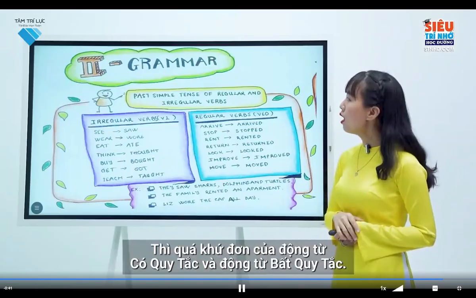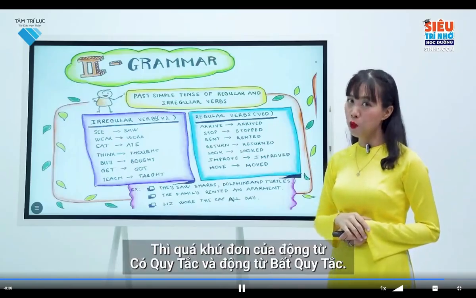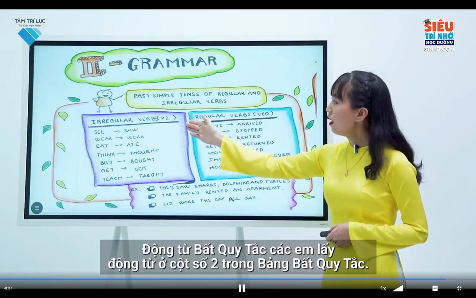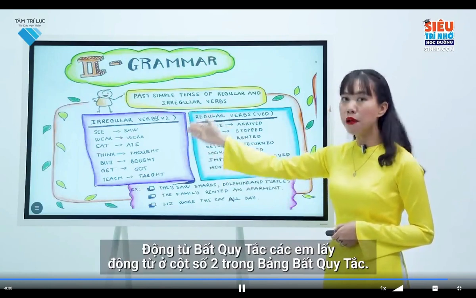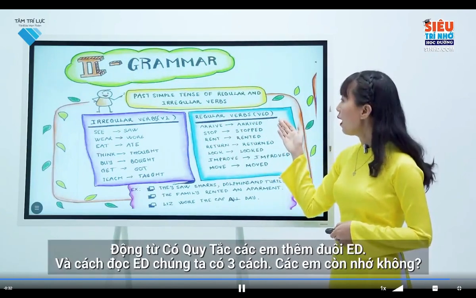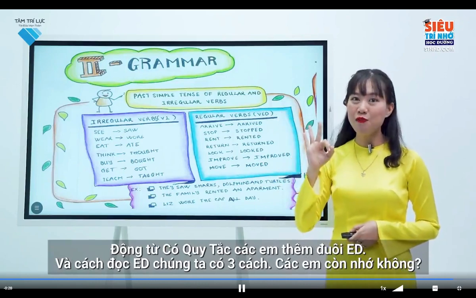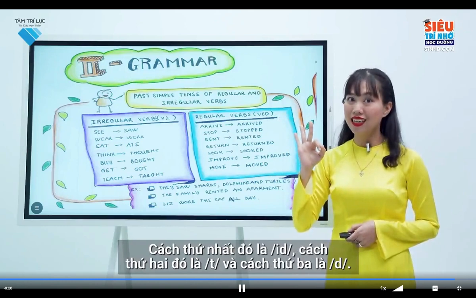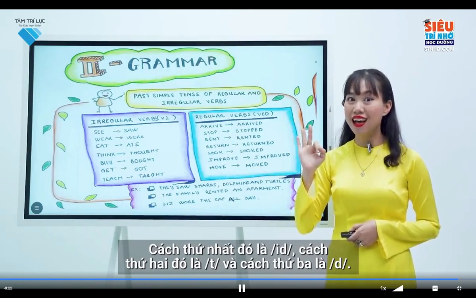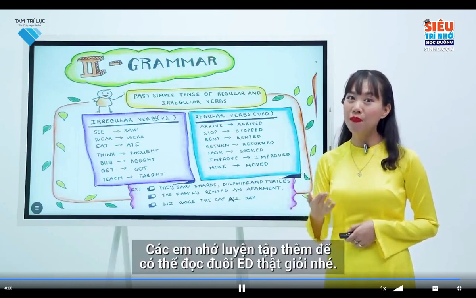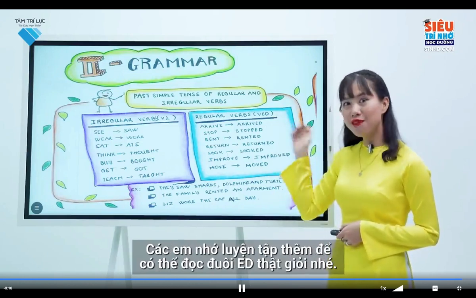So today, the grammar we have learned is the past simple tense of regular and irregular verbs. With irregular verbs, you take the verbs from column 2 in the table of irregular verbs. For regular verbs, you add the ed ending. And we have 3 ways to pronounce the ed ending. Do you still remember? The first way is id, the second is t, and the third is d. Remember to practice more to pronounce the ed ending very well.